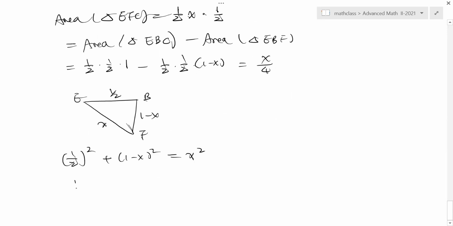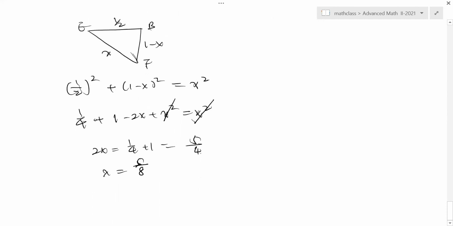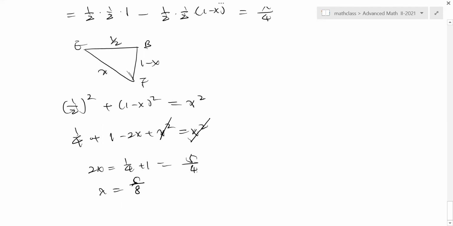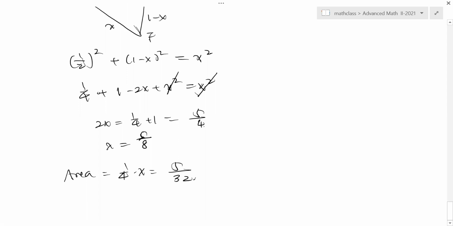Okay, let's try to simplify it. 1/4 plus 1 minus 2x plus x squared equals x squared. x squared is gone. And 2x equals 1/4 plus 1, which is 5 over 4. And x is 5 over 8. Okay, then once you get x, you can get the area. The area is going to be a quarter times x, 5/32. All right.